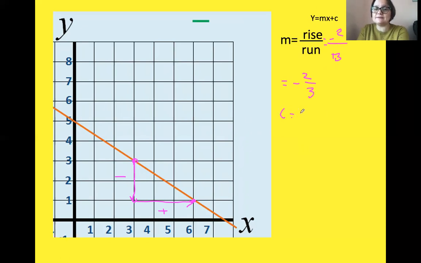c is 5. This one is called the y-intercept. It's exactly where the line crosses the y-axis. So then the equation, after we substitute into this formula, y equals mx plus c, is going to look like that: y equals -2/3 x plus 5.